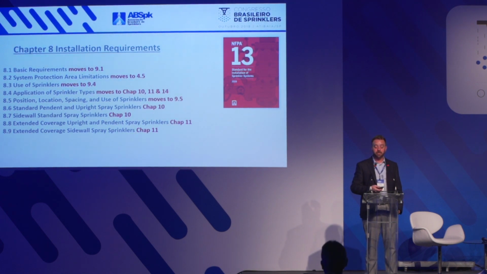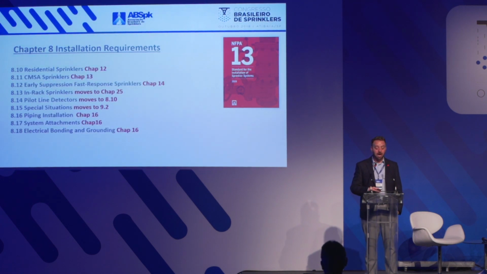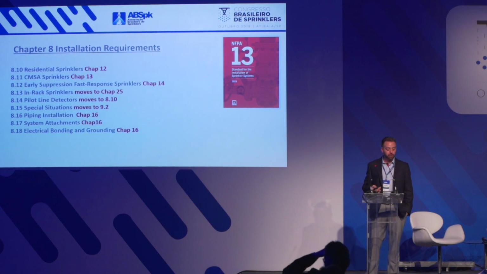So extended coverage sprinklers now are going to be in Chapter 11, as well as sidewall. Both the uprights, the pendants, and the sidewalls are all going to be grouped into the same chapter. 8.10, we moved residential sprinklers to Chapter 12, CMSA sprinklers to 13. So we're getting a lot of changes. We're breaking up all of Chapter 8 in this new format of the 2019 edition. NRACs now have their own chapter in Chapter 25. The pilot line detectors that I was talking about are going to remain in Chapter 8, but now it's going to be Section 8.10. We have our special situations, which moves to 9.2.